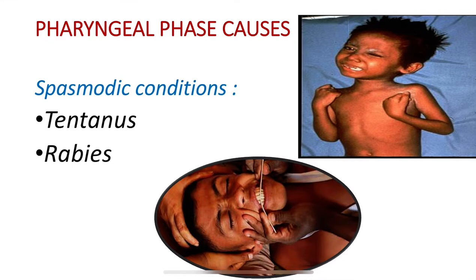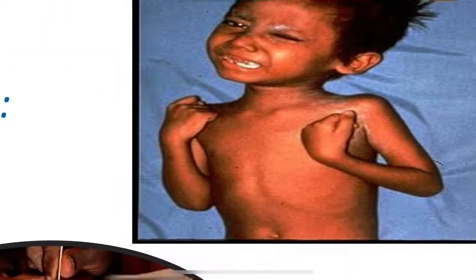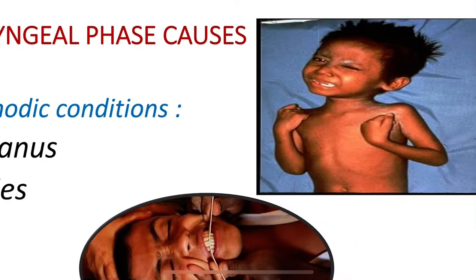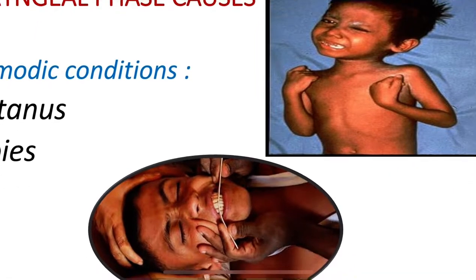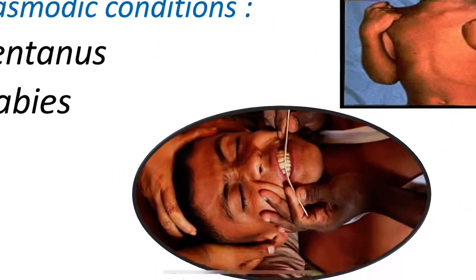What happens in tetanus, guys? It is a bacterial infection which will cause painful spasms of the muscle, and it can also lead to death. You can see the picture of the baby here. This kid is having the spasms. Whenever there are spasms, the jaw muscles also undergo spasm, leading to dysphagia.